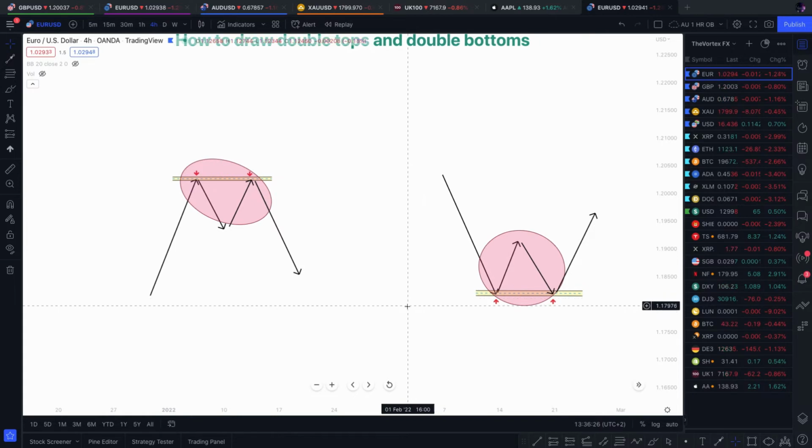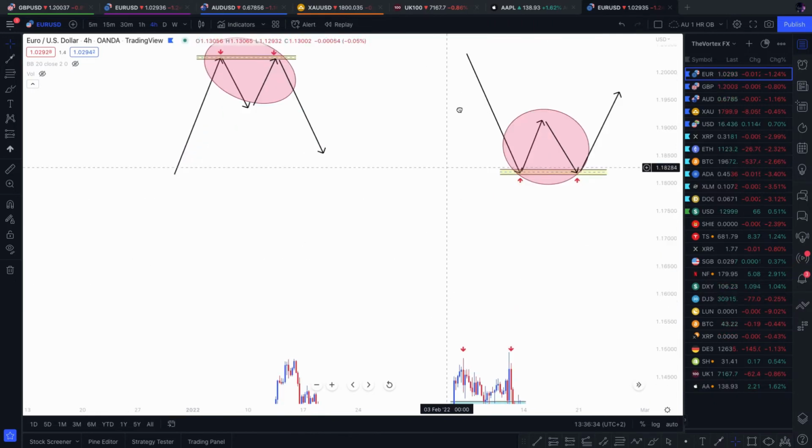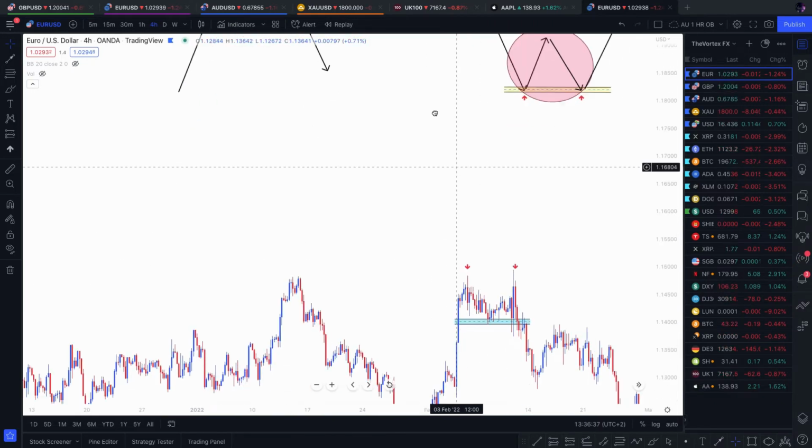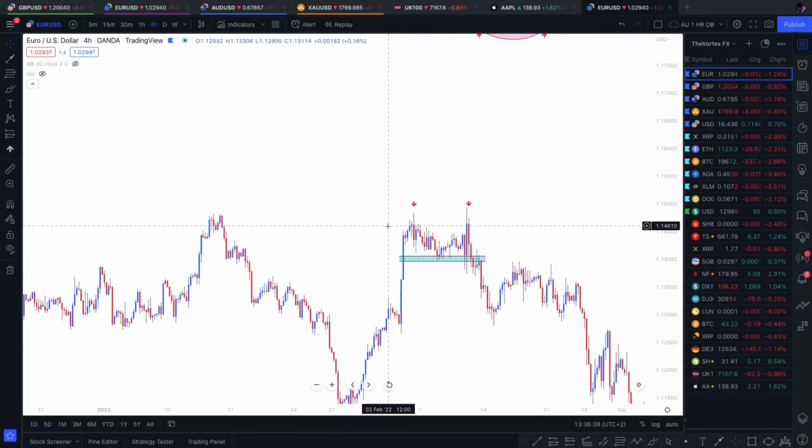So we can highlight these zones. Okay, and that is what we mean when we say drawing a double top. It's just noticing the areas on a chart and marking them up. All right. How do we find them again?